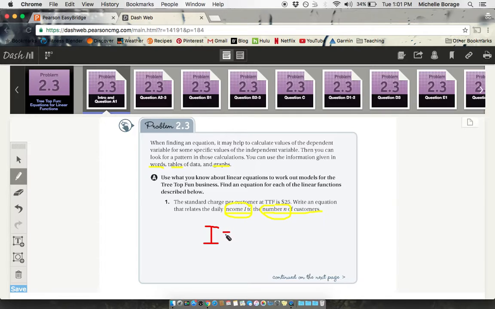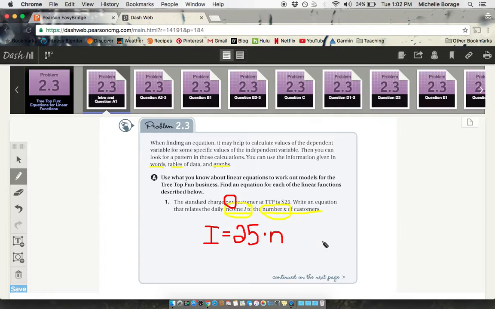So we want to show what their income is equal to. So hopefully you have I equals. Now this is going to be a really short equation. We just know that they get $25 per customer. Whenever you see that word per, it kind of means multiply in your equation, because they get $25 if it's one customer, they get $50 if it's two customers, they get $75 if it's three customers. So we're always multiplying 25 times the number of customers. So we want to write for our equation I equals 25 times n.